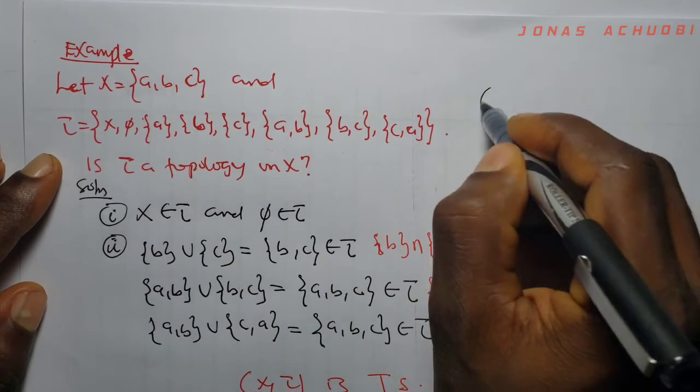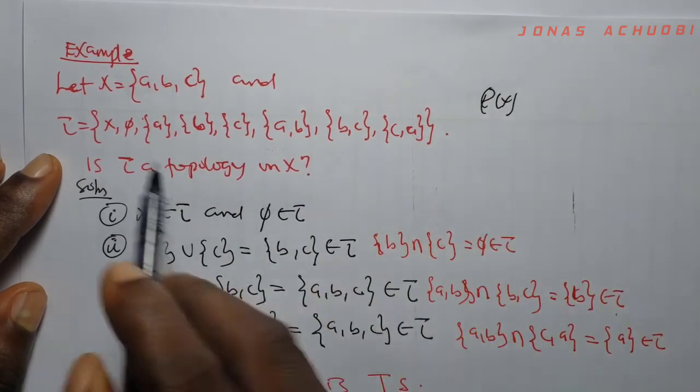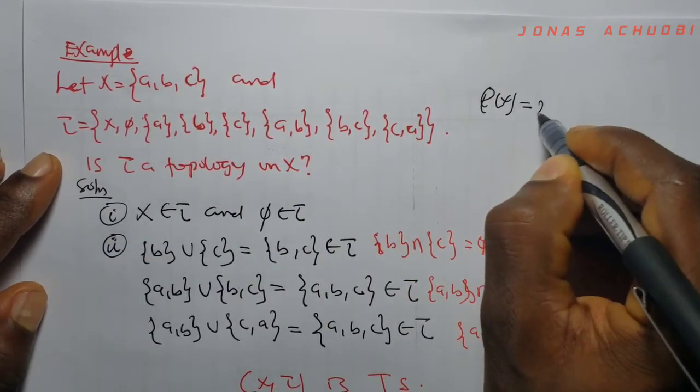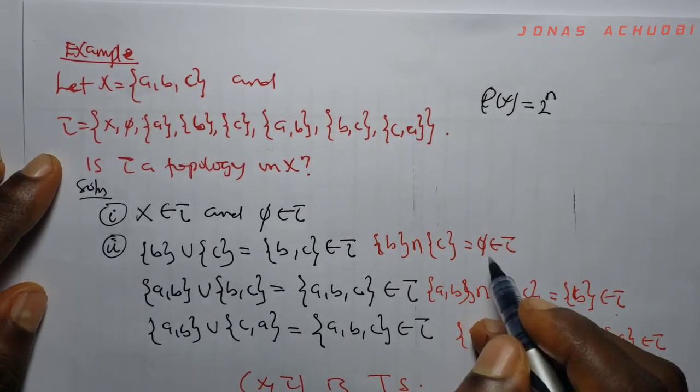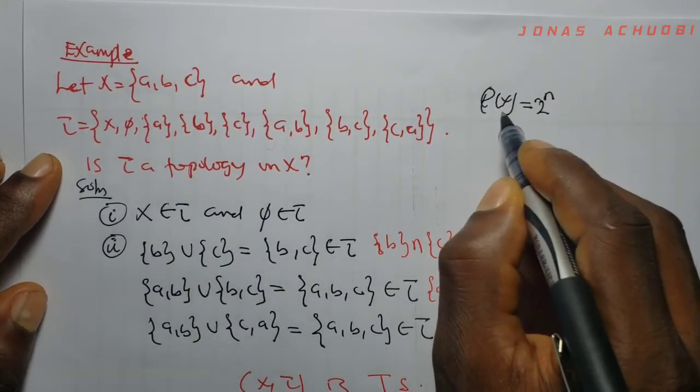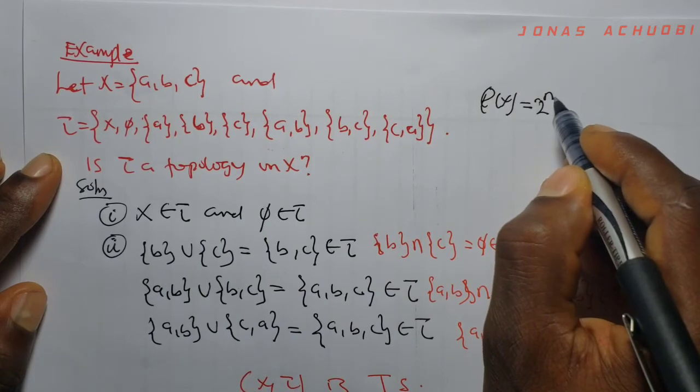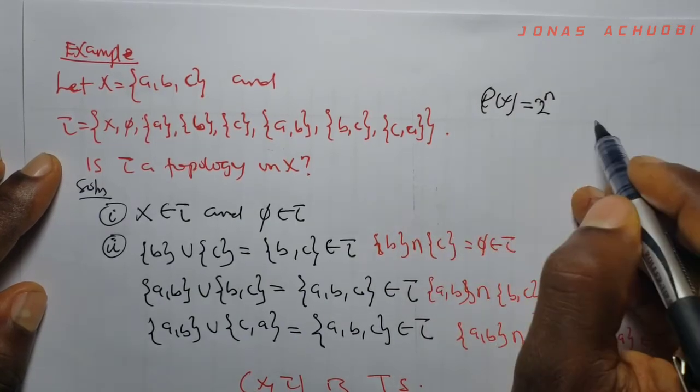Recall from your power set P of X that the power set of a set is equal to what? 2 raised to the power what? N elements. That is to say, if a set has n elements, then the set will have 2 raised to the power n what? Subsets.